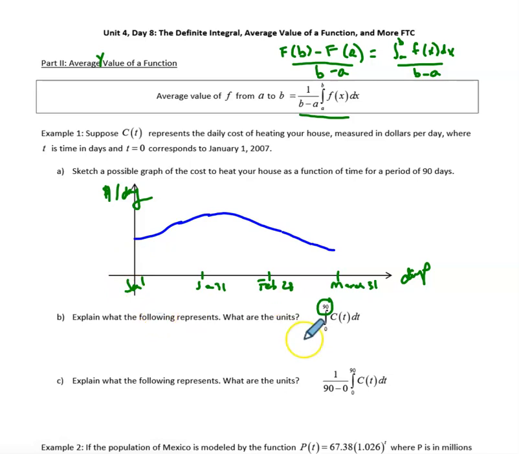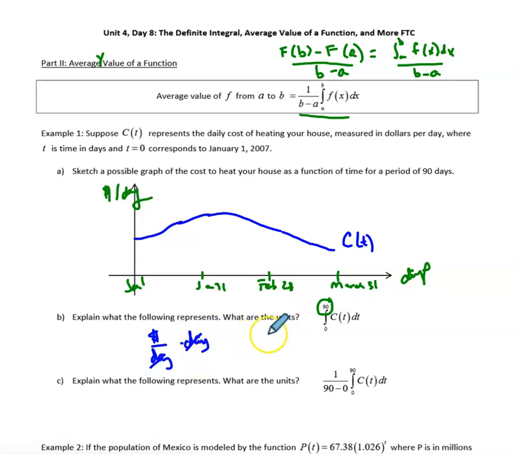So what do the following represent? Well, if I were to integrate this curve, and this is the C of T curve, that's the dollars per day of heating my home. If I were to integrate it from 0 to 90 days, so find this entire area under the curve, I am effectively multiplying dollars per day times the number of days. So that is going to give me the dollars.